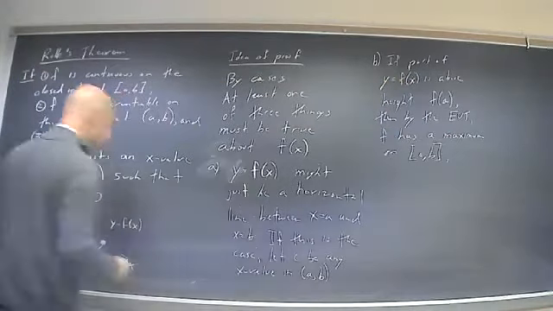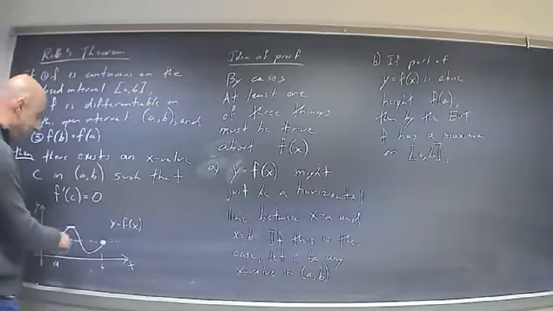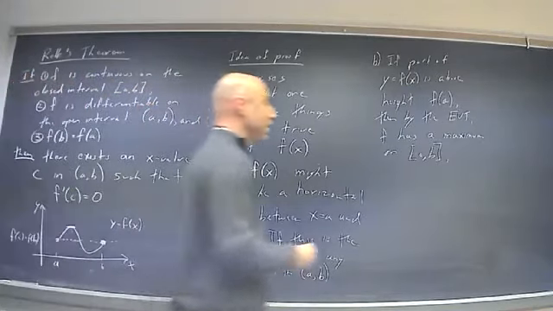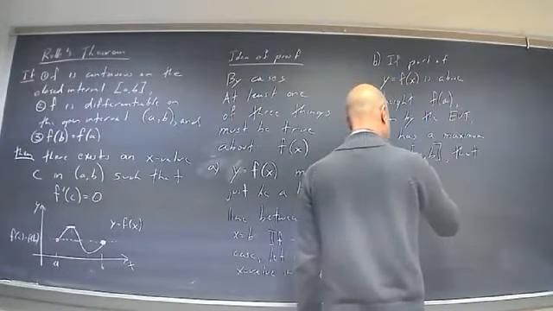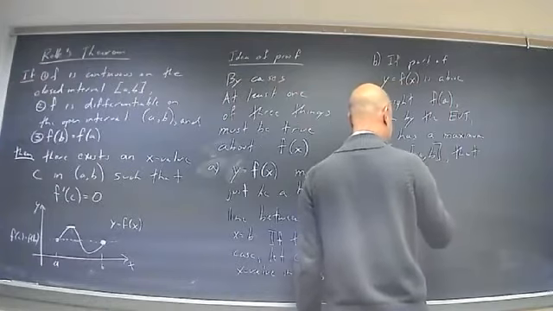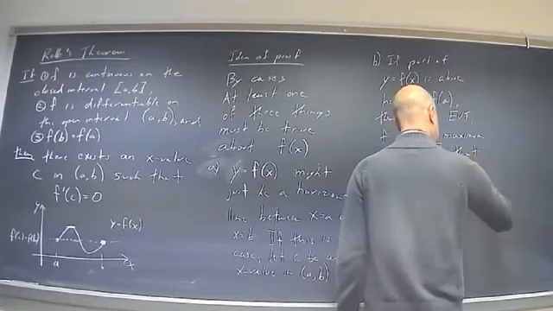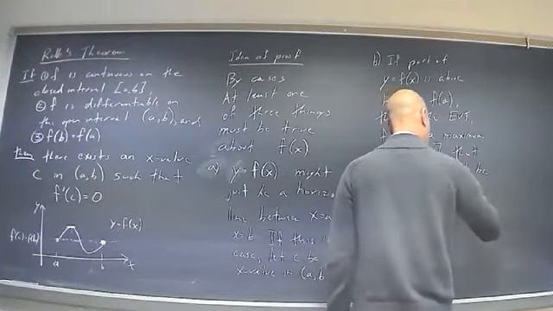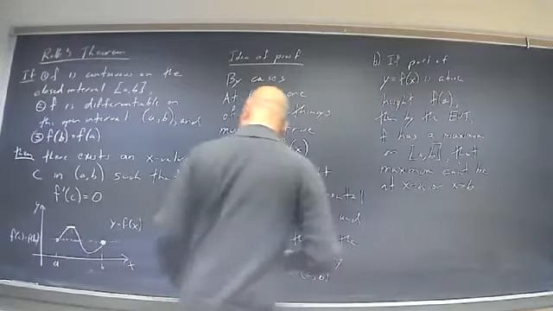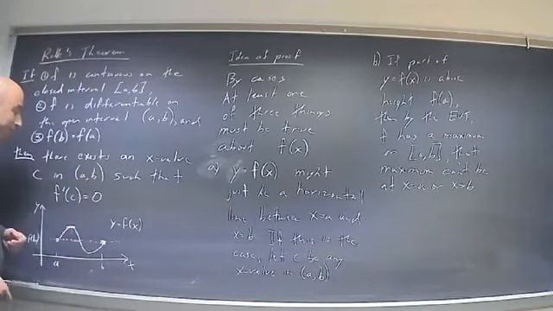And since we assumed it went above this height, that maximum can't be at the endpoints. The highest point, if it goes above that height, can't be at x equals a or x equals b. If it goes above this height, then the highest point's got to be above that height. It can't be at the endpoints. The endpoints are down here. If it goes above the height, it's got to be somewhere in the middle.